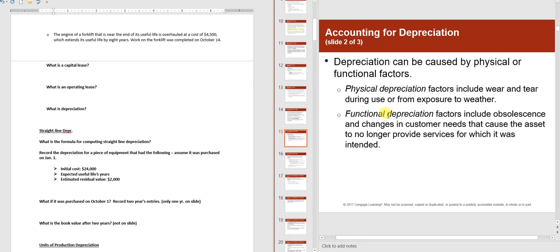A couple things on why you depreciate it. Basically, you can have physical depreciation. It does wear out. You can also have functional depreciation. It still works, but nobody uses it anymore. Technology has increased and made it really not usable.